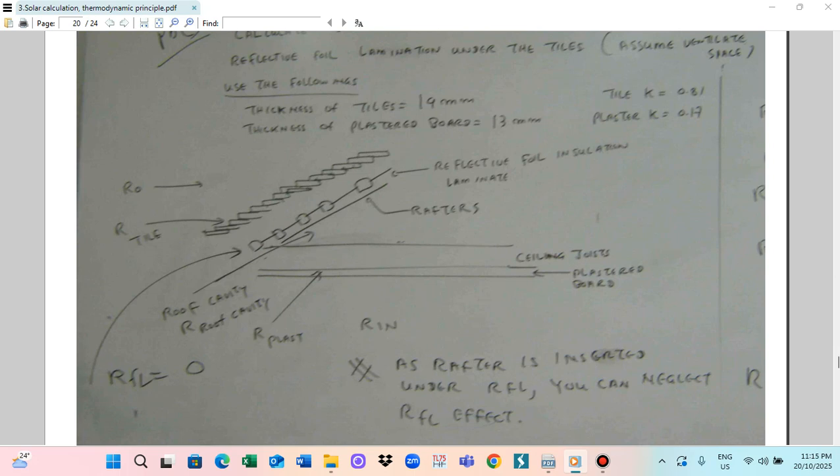Firstly, you have to calculate the R0. R0 is the outside air. So outside air is the polycarbonate formula. This is the air bar 0.04. So R0 is 0.04.